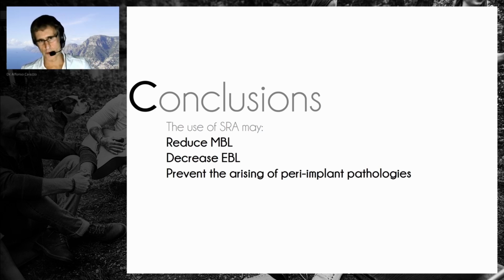So as a conclusion, I would say that the use of SRA may reduce the marginal bone level, decrease the early bone loss, and prevent the arising of peri-implant pathologies, because you're placing the implant deeper, you're using a longer abutment, and you're doing one abutment, one-time procedure. So the SRA will help in all these features.